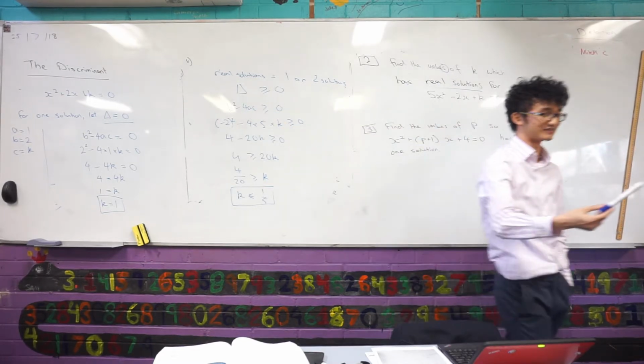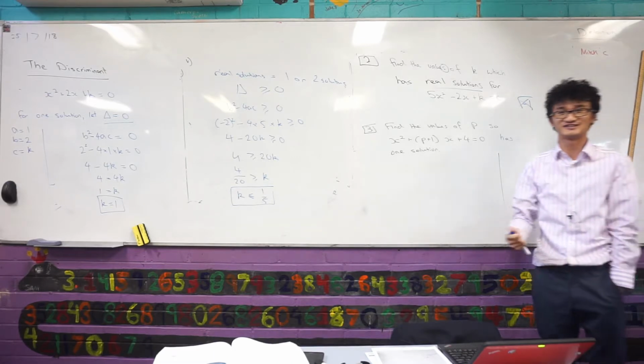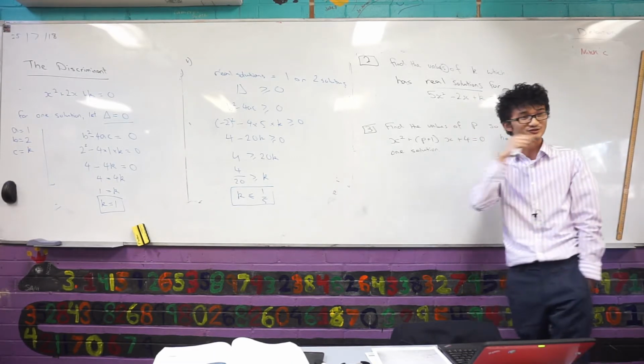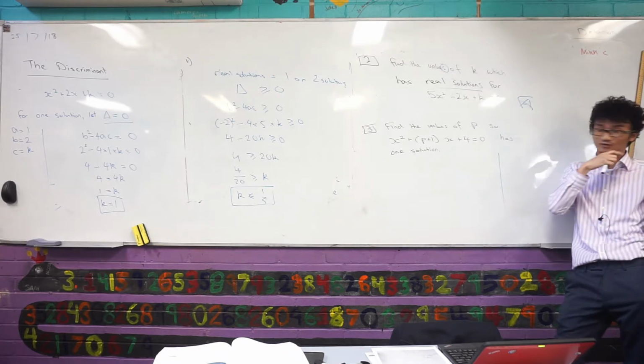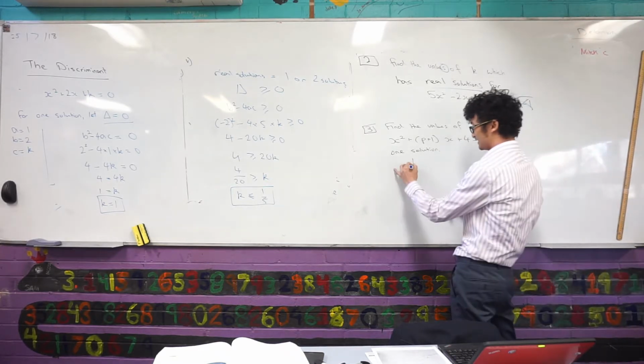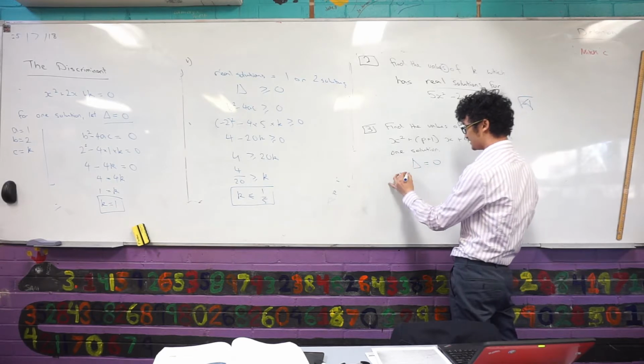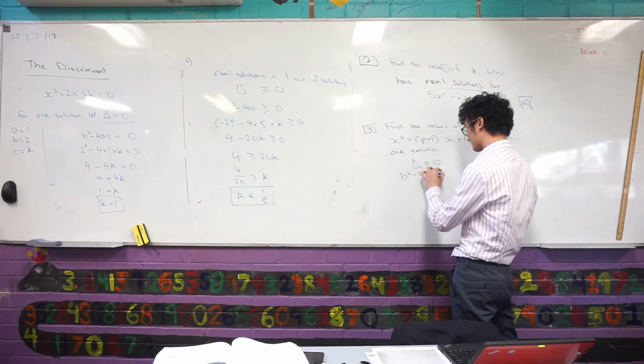This is the thing with mathematics, right? Yes, the questions can look different, but the principle is always the same. It has to be equal to 0. Yeah, good, Rip. So that's my starting point. I want the discriminant to equal 0. So I want b squared minus 4ac to equal 0.